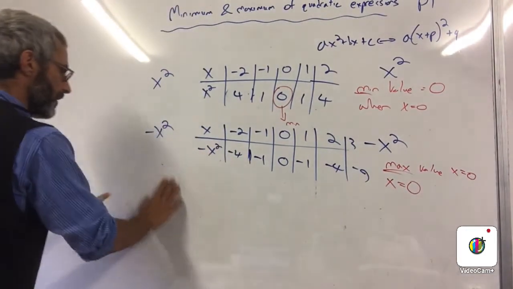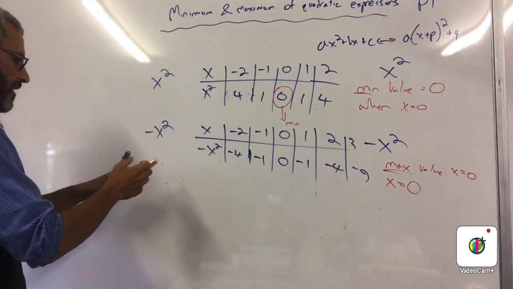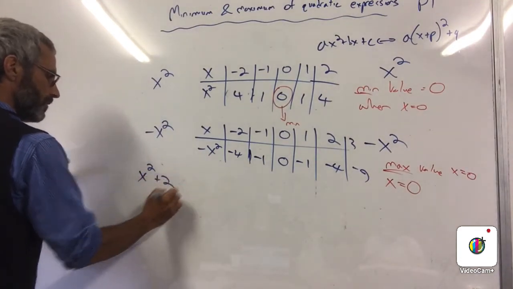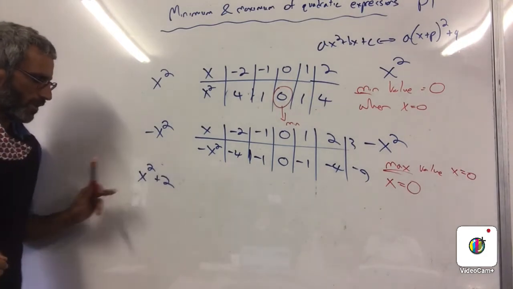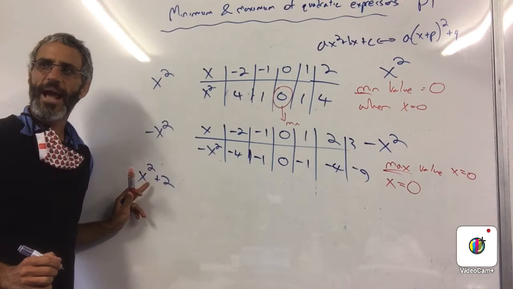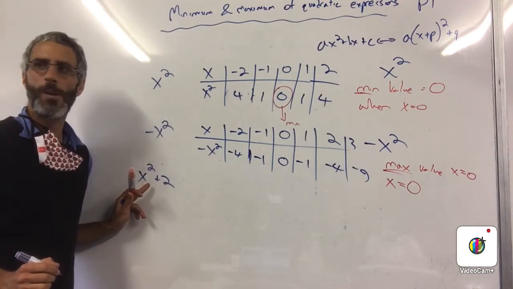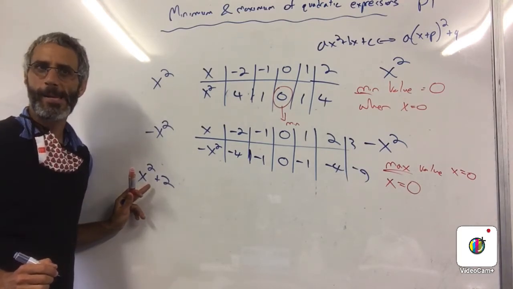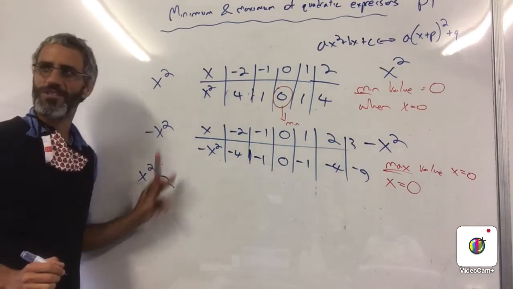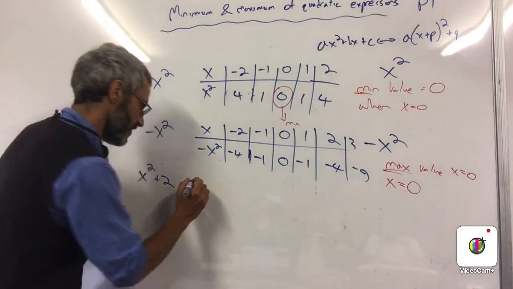And maybe now I'm going to try not to draw this table. Let's say I have x squared plus 2. First of all, is it going to have a maximum or a minimum value? It's going to be a minimum value. Can you see it, or should I draw this table? Let's draw the table, just one more time.